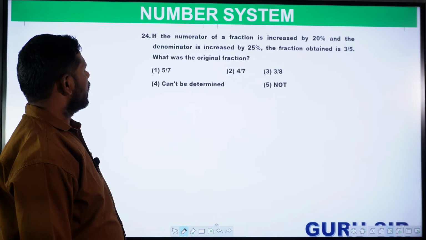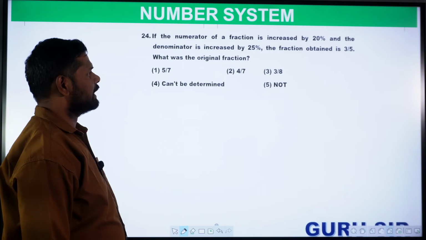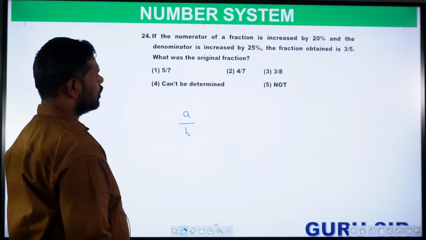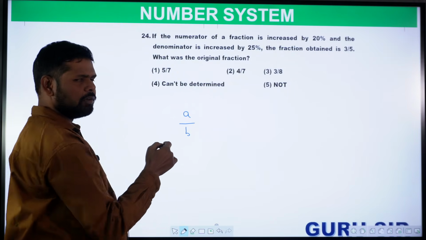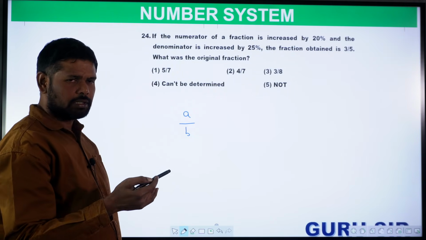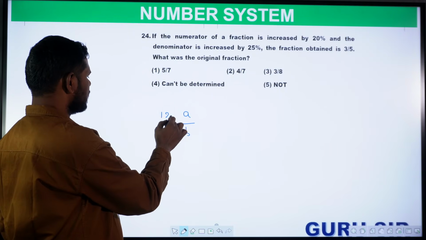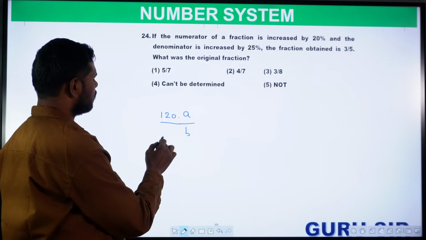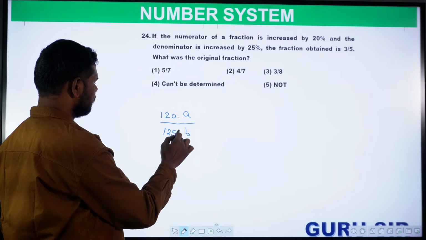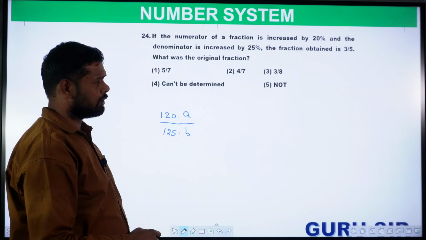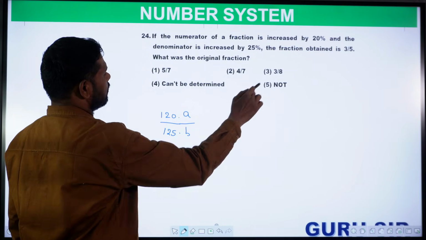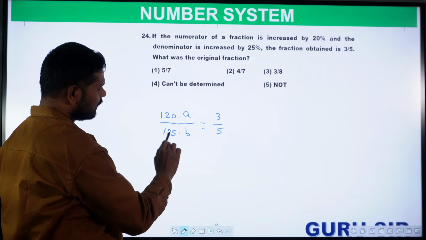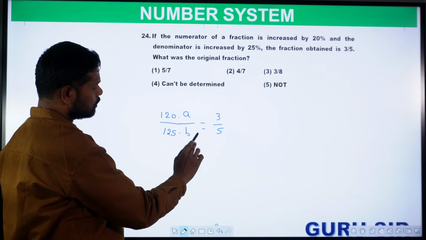Next. If the numerator of a fraction is increased by 20%, suppose a by b is the fraction, the numerator is increased by 20%. Generally, we consider that percentage as 100%. 20% increased means I write it as 120a. And the denominator is increased by 25%. Denominator is increased by 25% means I write 125. The fraction obtained is 3 by 5. After increasing those, we are getting 3 by 5, means these two are equal.